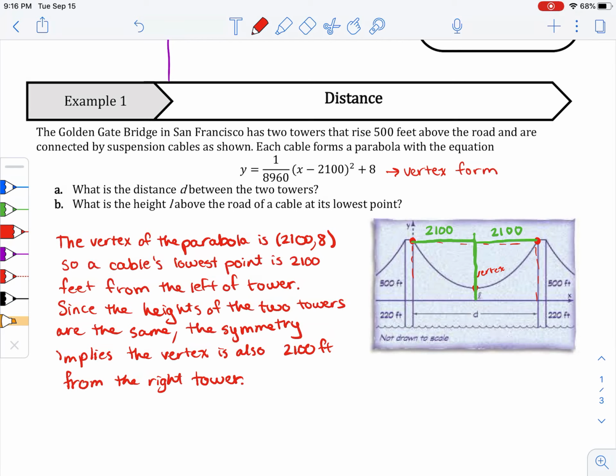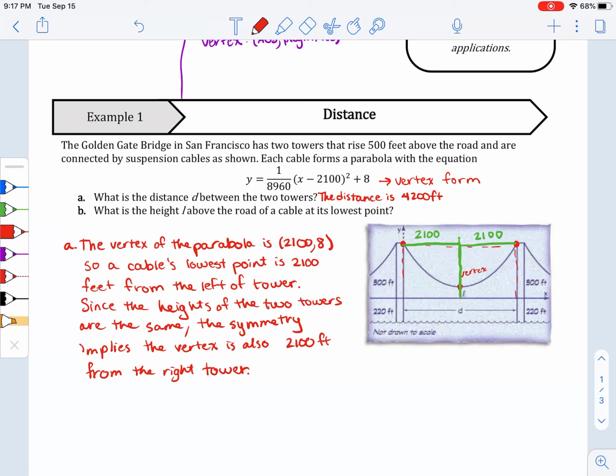So we can say for part A, the distance is 4,200 feet. So that was my part A. You'll have a similar question that asks you the total distance, and this is essentially the same process. You'll have a vertex, the x of that vertex you're going to double, and that's the distance.